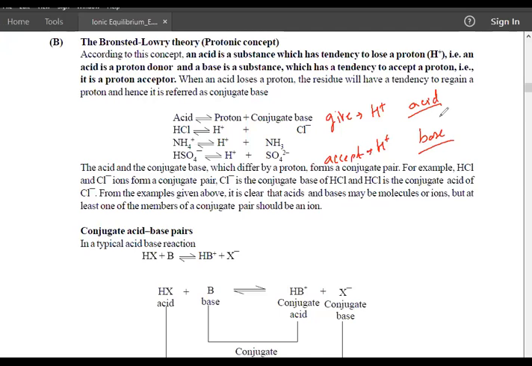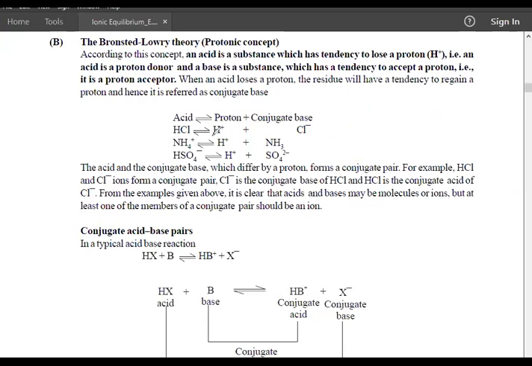Okay, so I am saying that a substance which releases H plus is your acid. A substance which accepts H plus is your base. According to this definition, we can have a substance which can be either a base or an acid. Yes, it is possible. Okay, got it, right?